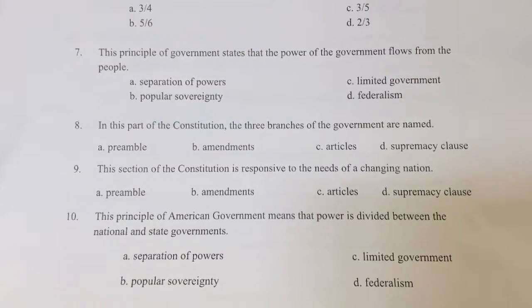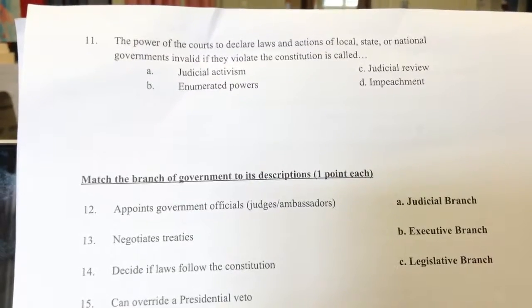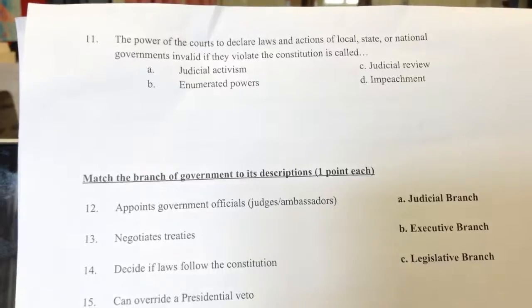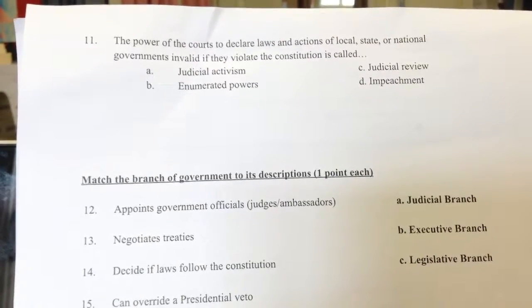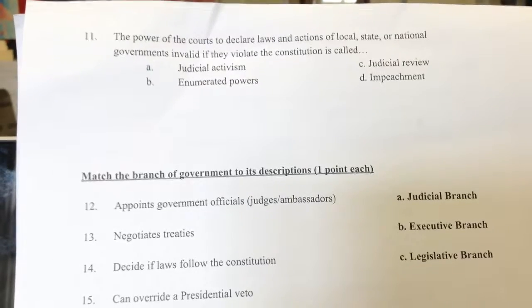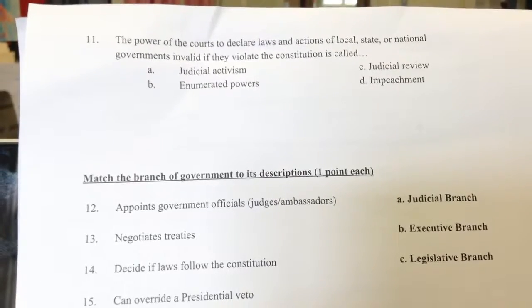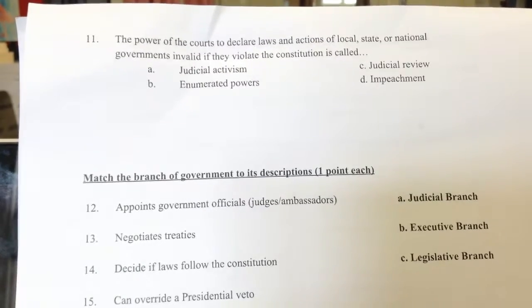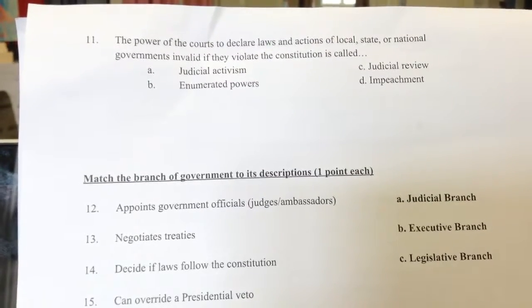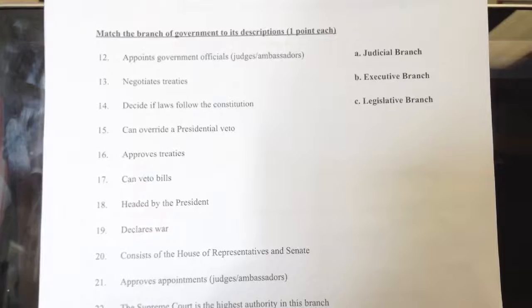D. Federalism. Number 11. The power of the courts to declare laws and actions of local, state, and national governments invalid if they violate the Constitution is called A. Judicial activism. B. Enumerated powers. C. Judicial review. D. Impeachment.